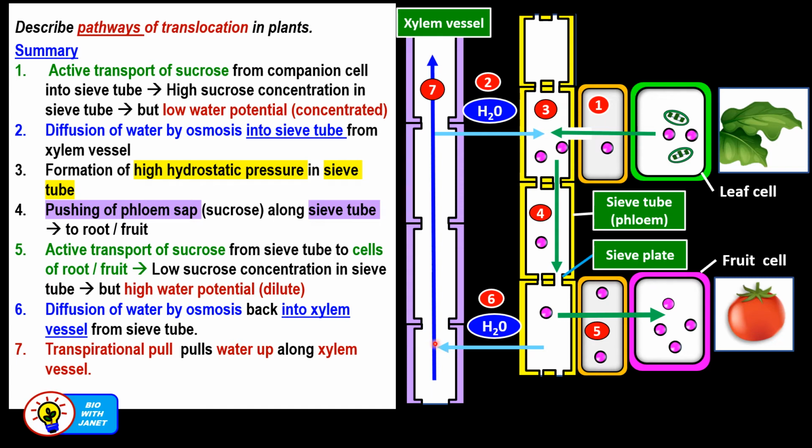And finally, transpiration will pull the water up along the xylem vessel from roots to stem and then to leaves. Then the whole process repeats.